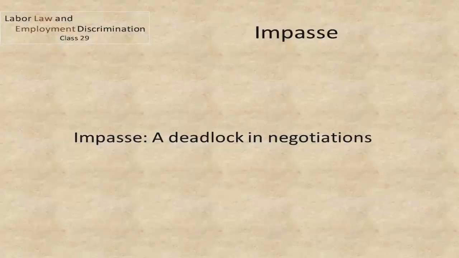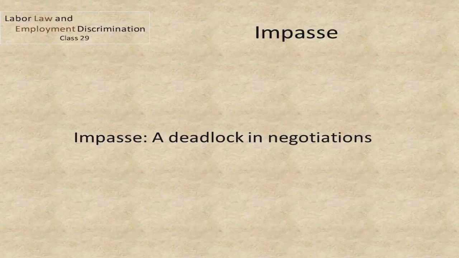And sometimes that happens. It is what we call an impasse. And you may have this on your screen, but it's I-M-P-A-S-S-E. We call it an impasse. And it is simply a deadlock in negotiations. Both sides have bargained. Both sides cannot come to an agreement.